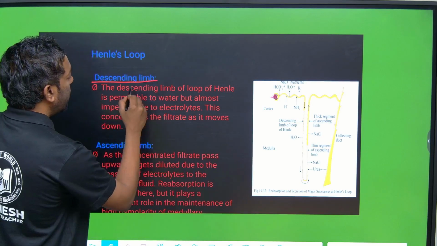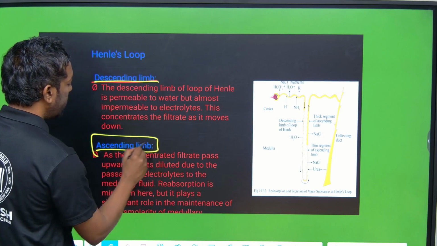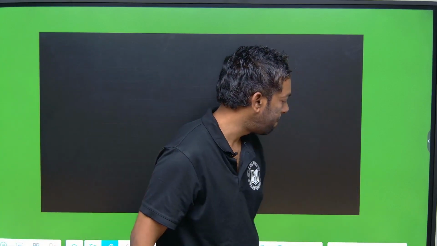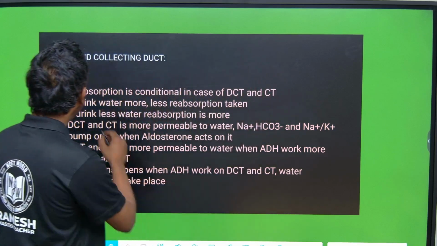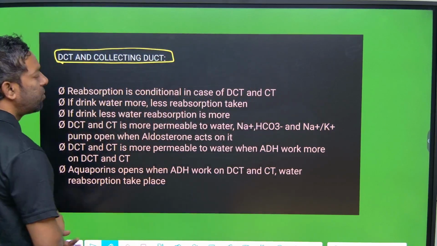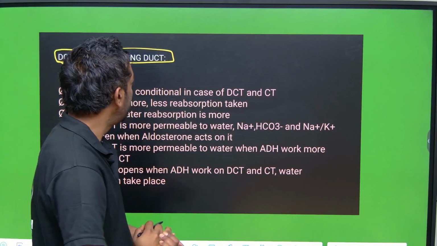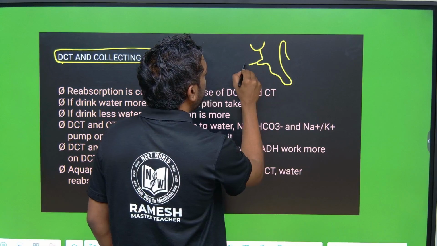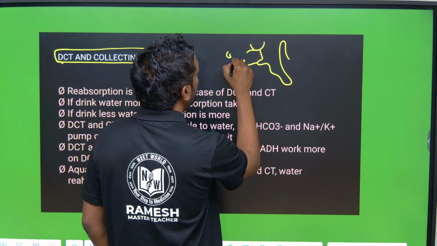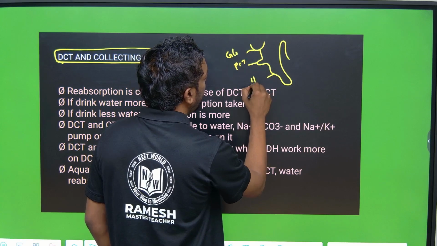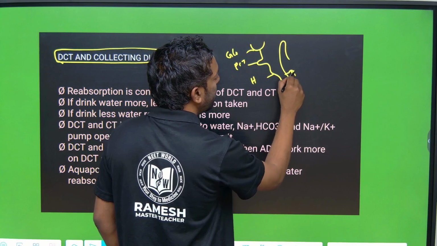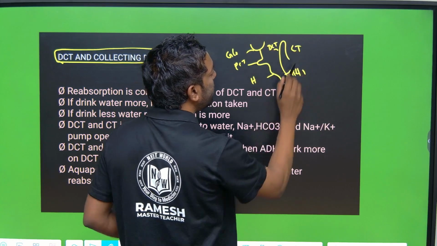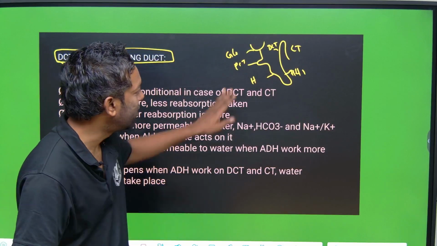Descending Henle limb, ascending Henle limb, what is going to happen? You have to go through this. Very easy. Next one. This is most important, guys. DCT part and collecting duct. We completed glomerular filtration, PCT, descending Henle limb, ascending Henle limb, and this is the DCT and collecting duct. This is a different scenario, guys.